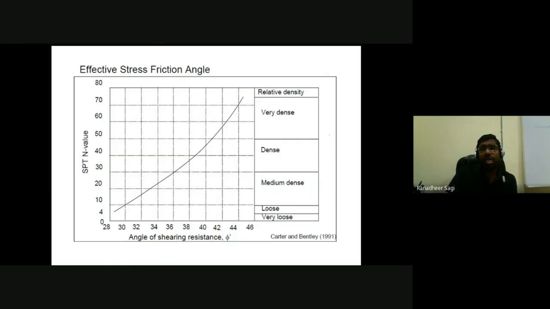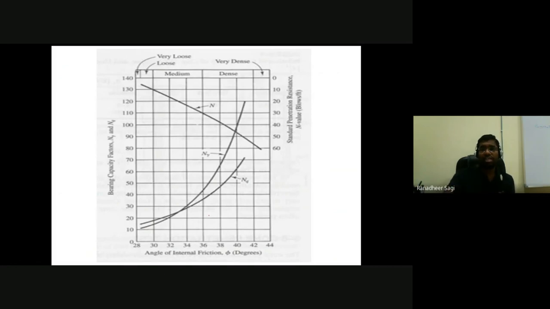And we also have some standard charts which are given by different people. Just to name here, Carter and Bentley gave a standard chart, where if I know the SPT N value from your test, I can go on to determine the angle of shearing resistance value of that particular soil. So if the SPT N value of that test is known, then for that corresponding SPT N value, I can determine the probable angle of shearing resistance value for that particular soil from the standard chart. And likewise, this is another standard chart which is going to help you in finding out what is called the angle of shearing resistance.